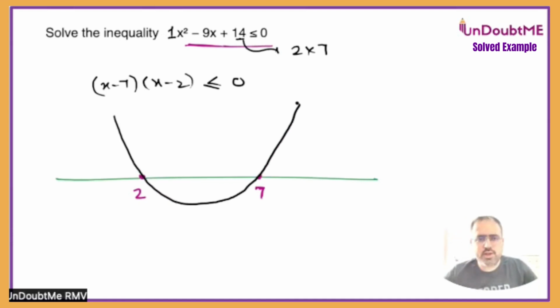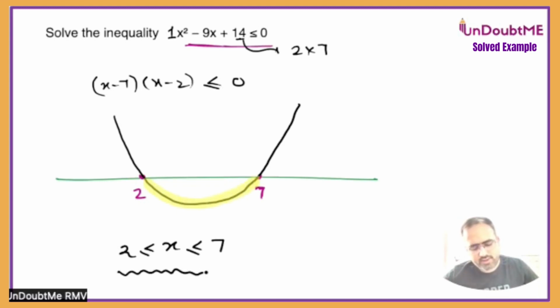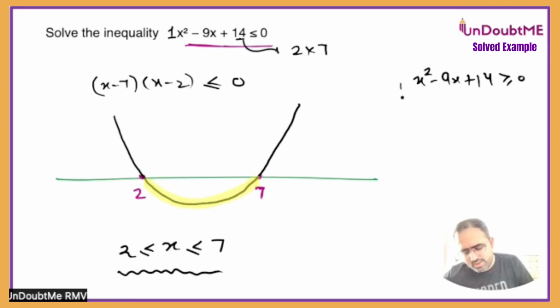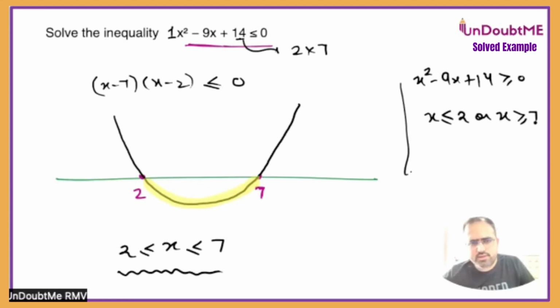Now in this parabola, we are looking for the region which is less than or equal to 0. The region which is less than or equal to 0 falls here, below the x-axis. So my answer will be x greater than or equal to 2 and less than or equal to 7. That's it. In the same question, if they had asked x square minus 9x plus 14 greater than or equal to 0, then the answer would have been x less than or equal to 2 or x greater than or equal to 7. So this is how we can use the graph to solve quadratic inequalities.